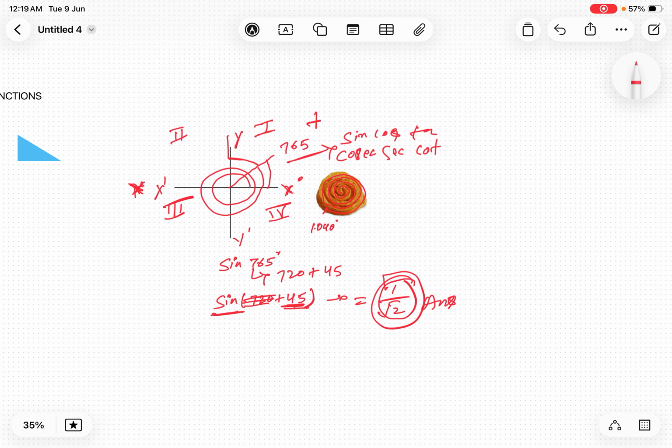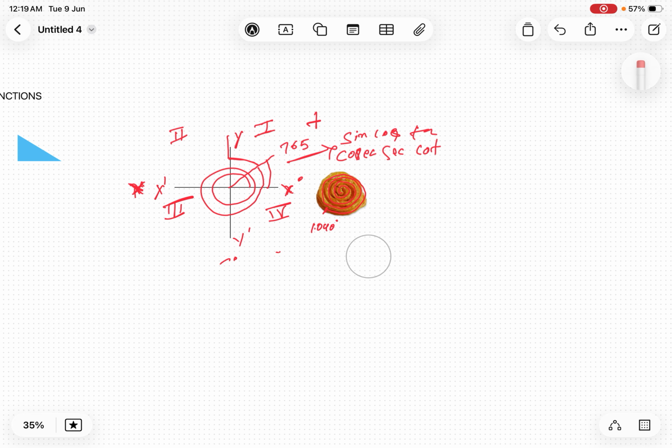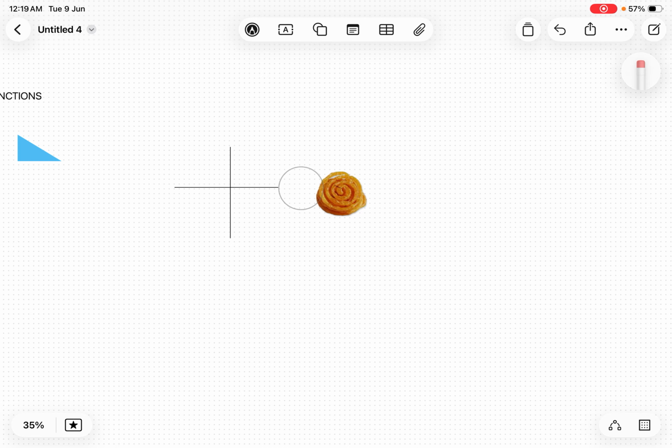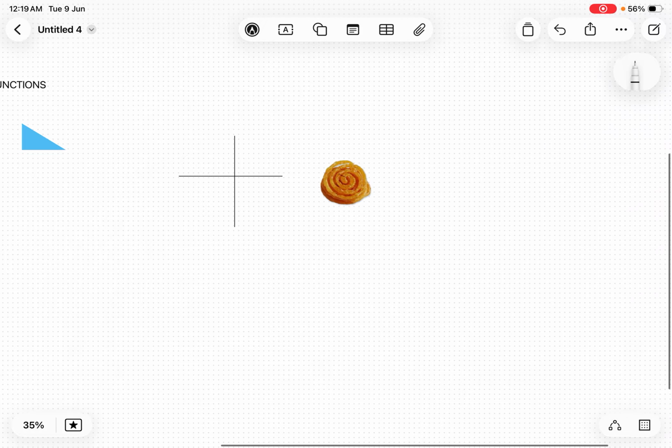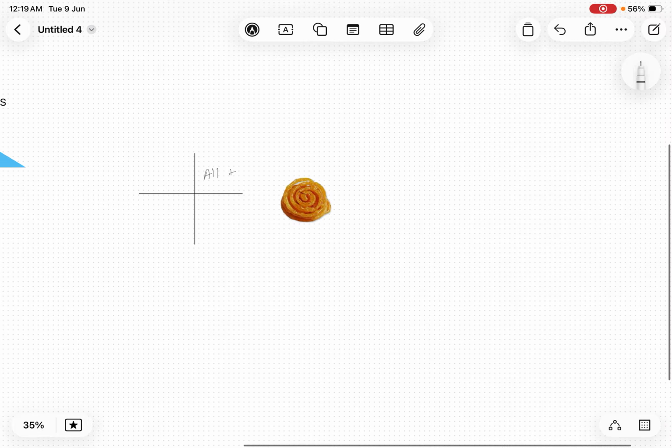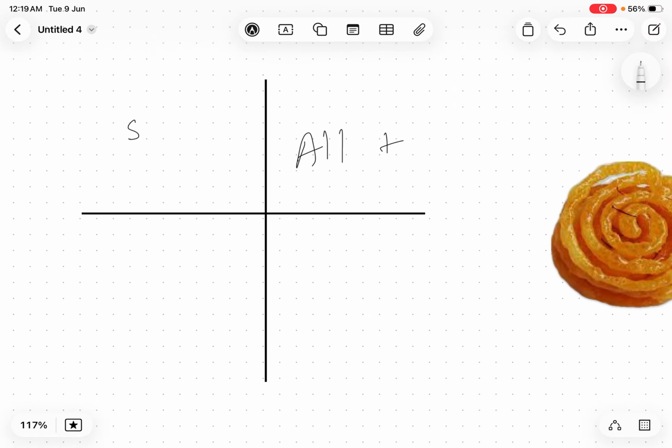Now we will start the second question. The important thing before we attempt the question is that we must know the sign of all trigonometric functions in the first, second, third and fourth quadrants. In the first quadrant, all six are positive: sine, cosec, tan, cot, cos and sec.